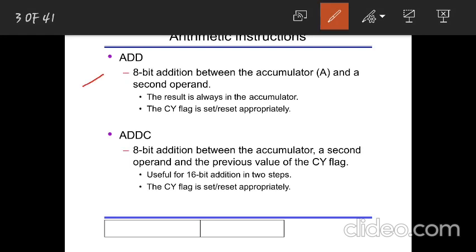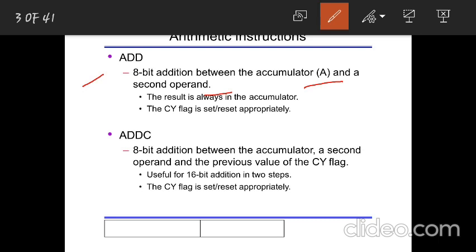So what does this instruction do? We'll see here. This is an 8-bit addition between the accumulator and the second operand. The second operand can be any register or any immediate data, or you can write a direct address or indirect register, indirect addressing mode. Even in that way you can write. So you can use any of these.